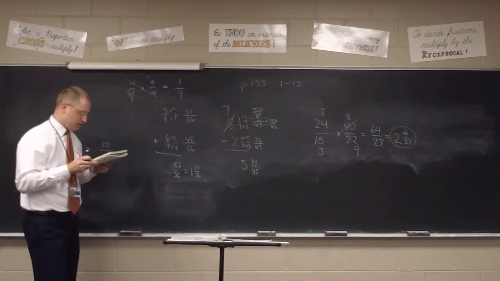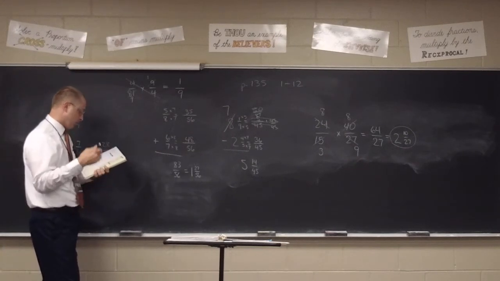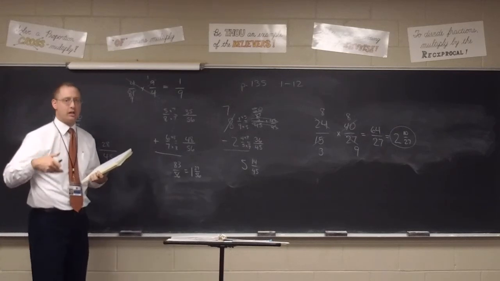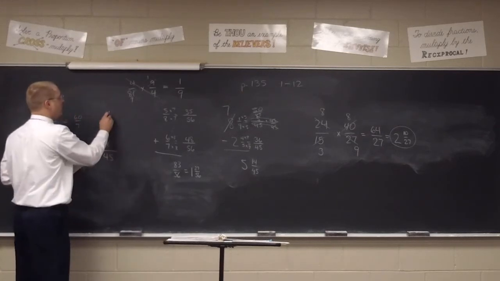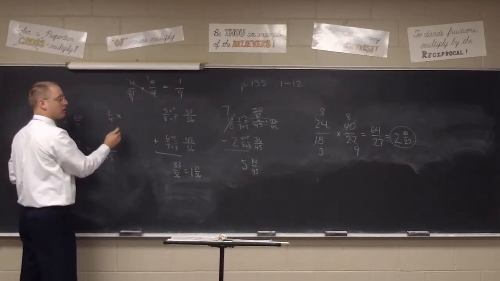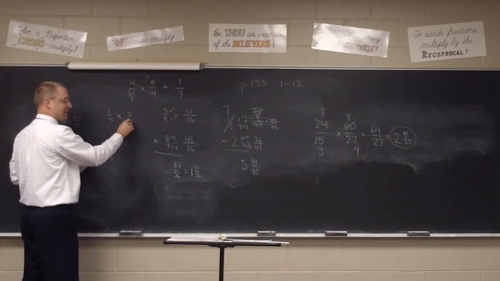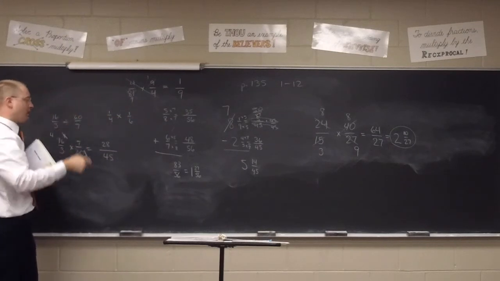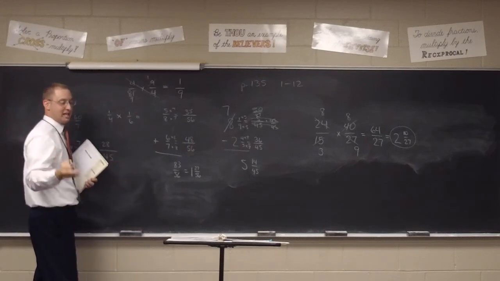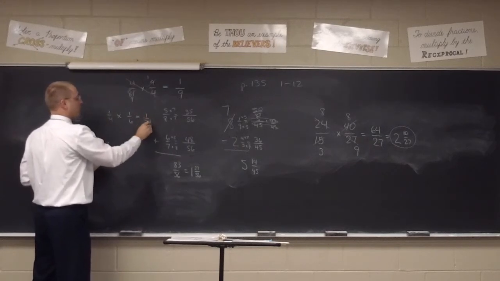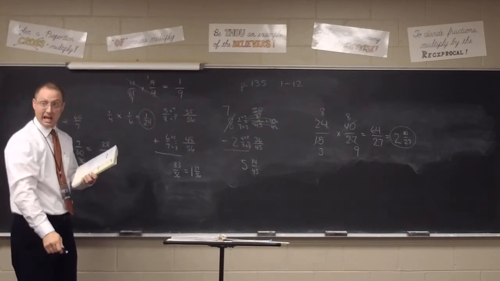All right, number 10, it says 1/4 divided by 6, or 1/4 times 1/6, right? Flip the 6 to get 1/6, which multiplies easily to get 1/24. How many have 1/24 for number 10?